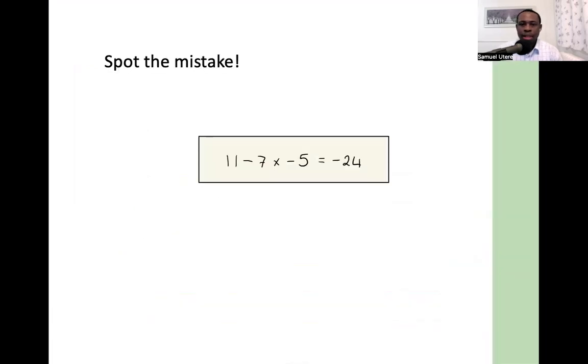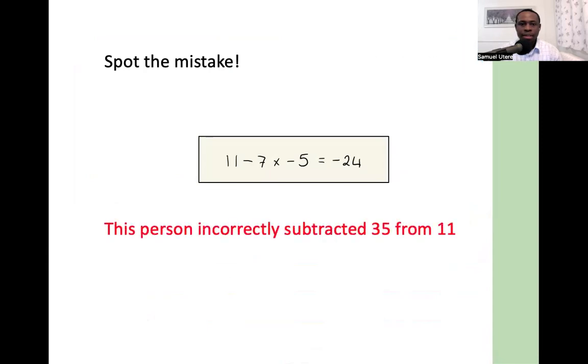Can you spot the mistake in this calculation? So we're doing some new learning now before we do some additional practice. Can you spot the mistake? Well, the mistake here is that the person has incorrectly subtracted 35 from 11. So the person did -7 times -5 instead of doing 7 times -5 to get -35. So that should be the correct calculation.